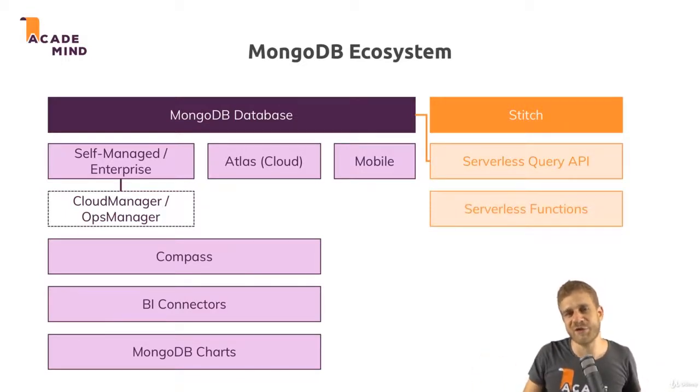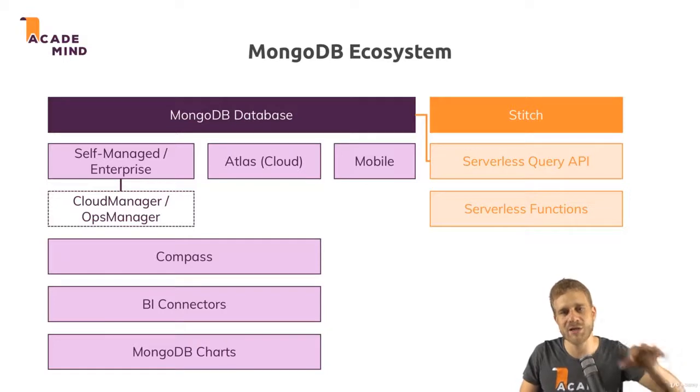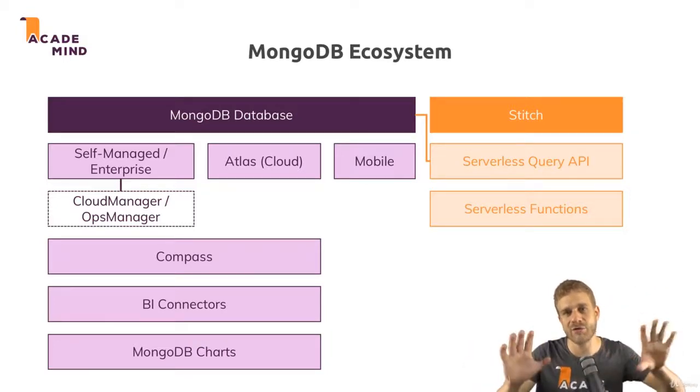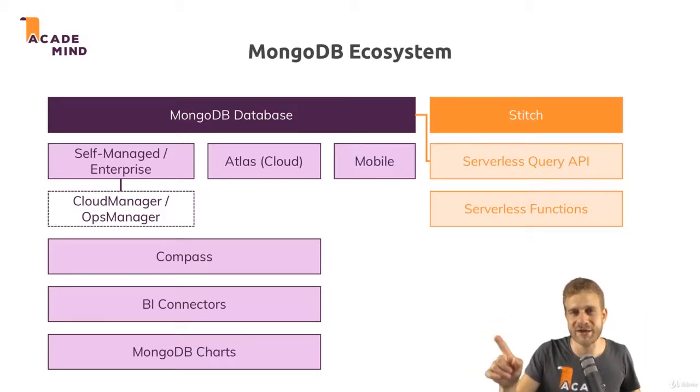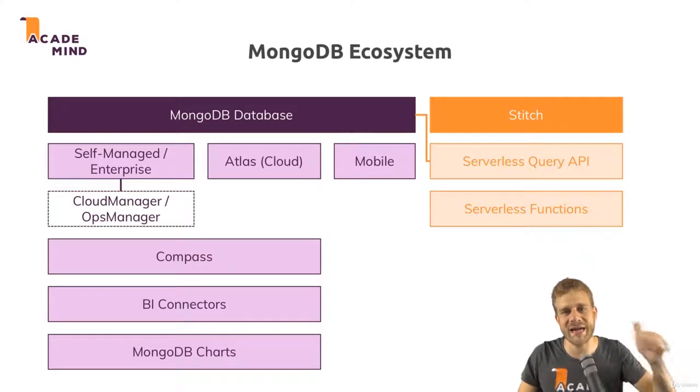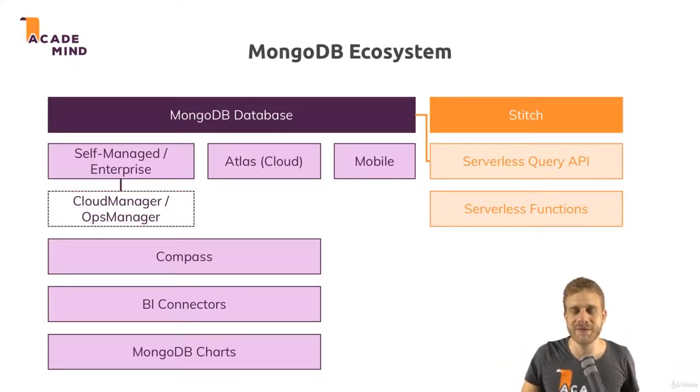You also have serverless functions, which allows you to execute code in the cloud on demand. Now this is totally unrelated to the database. You can execute any JavaScript code in the cloud there. And if you know something like AWS Lambda or Google Cloud Functions, this is your equivalent.